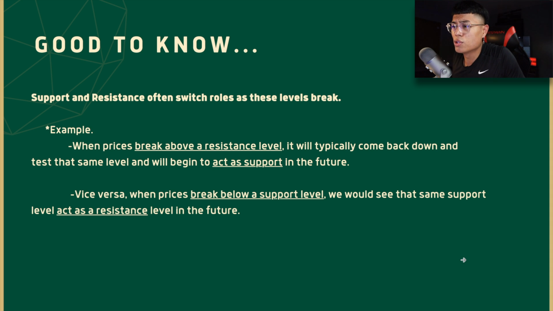All right, so a good thing to know about our support and resistance levels is that they can often switch roles as these levels break. So for example, when prices break above a resistance level, it will typically come back down and test that same level and will begin to act as a support in the future. Vice versa, when prices break below a support level, we would see the same support level act as a resistance in the future. So that's actually something you guys should memorize and always remember. Just keep it in the back of your head.